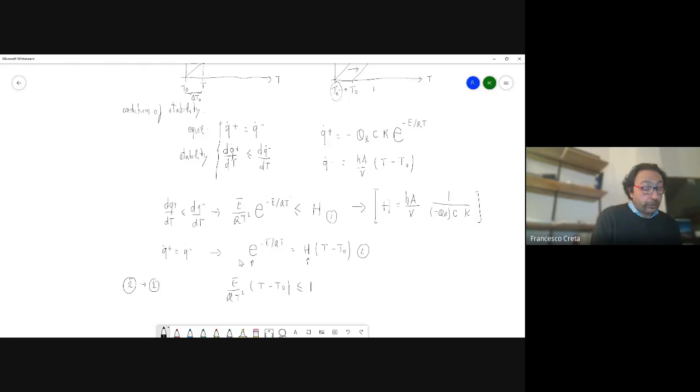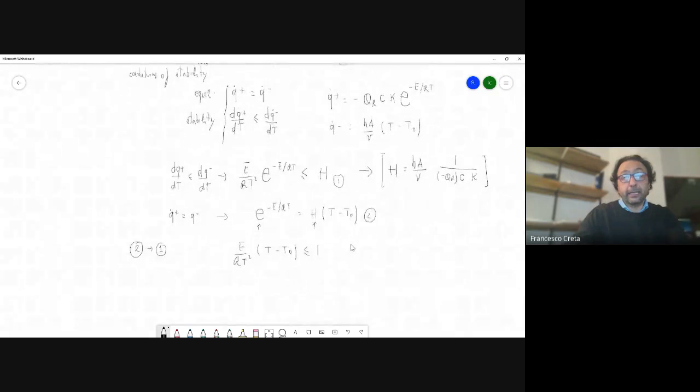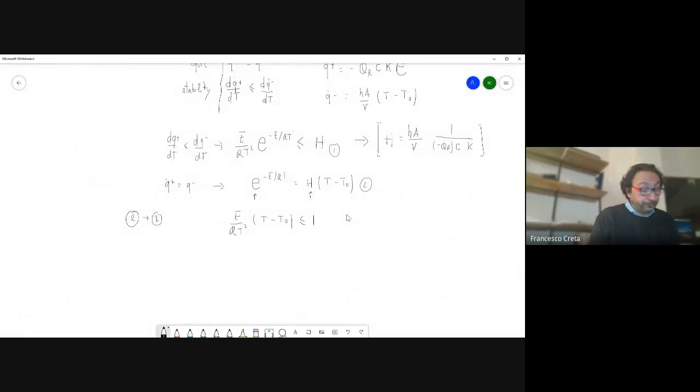Right? Which doesn't really mean anything. But again, let's turn it around. Remember that we had defined delta T0 as T minus T0. So for stability, this is the condition of stability: delta T0 must be smaller than T squared over ER. We can call this a condition of stability.